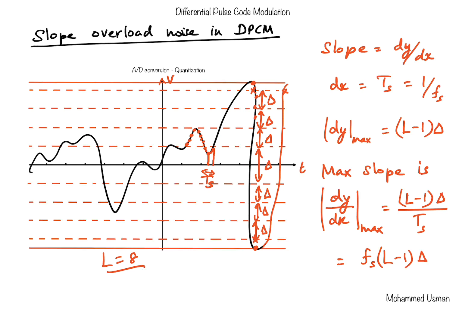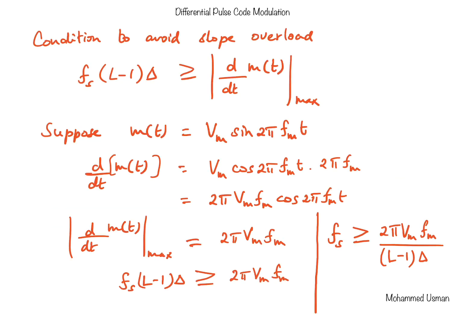So the samples would have values which are similar, or they would be highly correlated, and this problem of the samples being not correlated could be avoided if we increase the sampling rate Fs to satisfy this condition. Then the slope overload in differential pulse code modulation could be avoided.